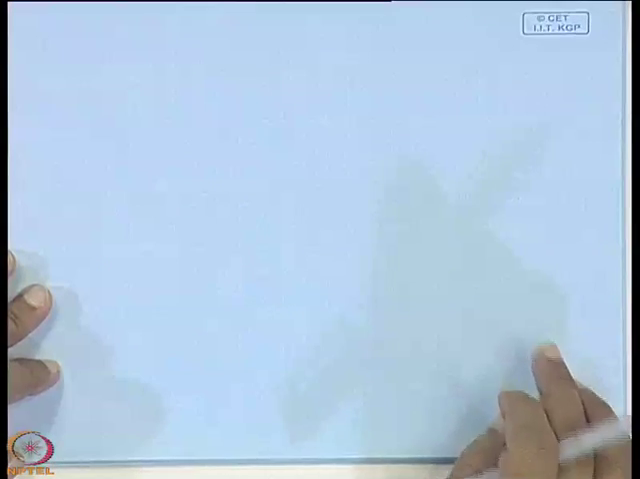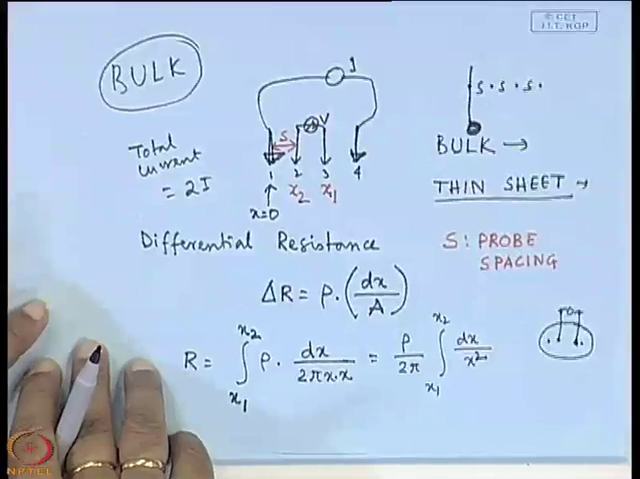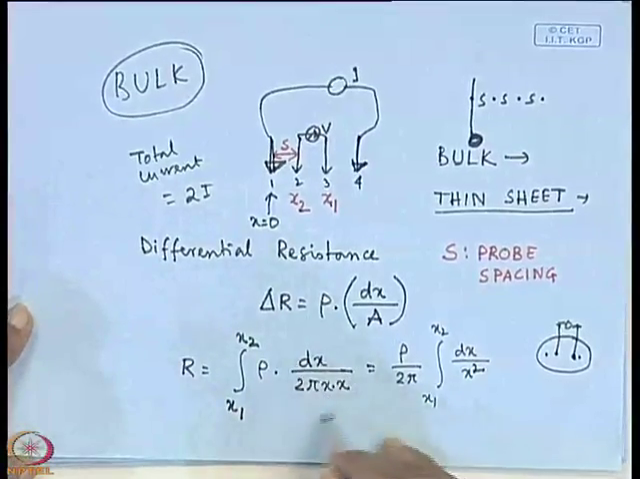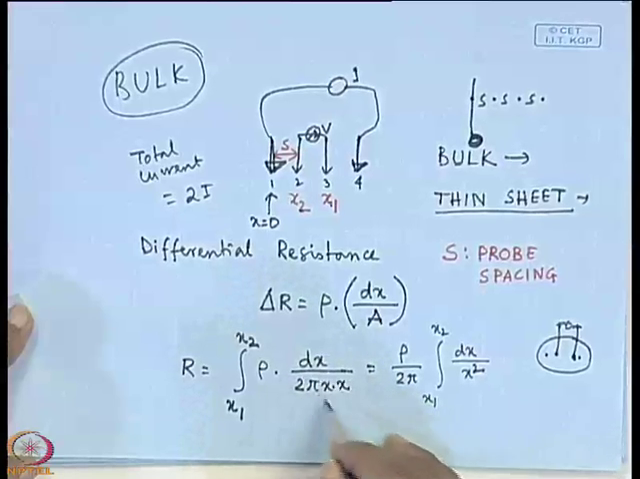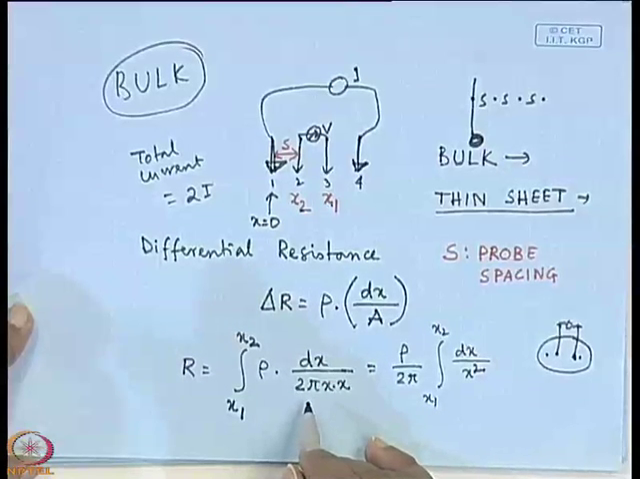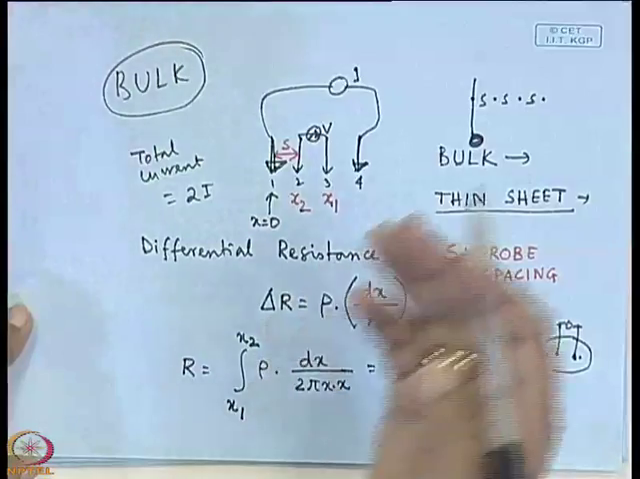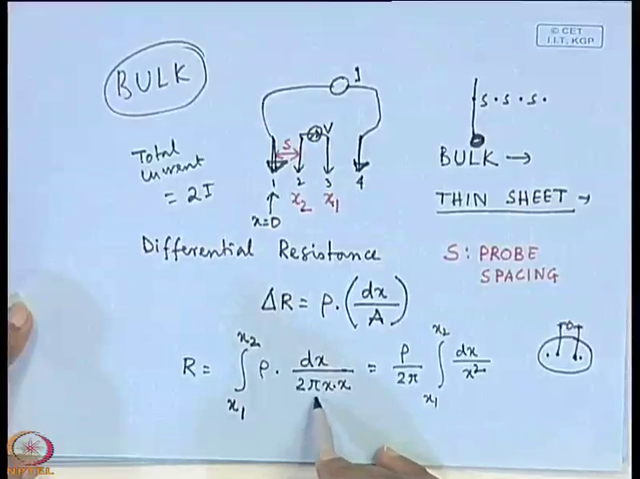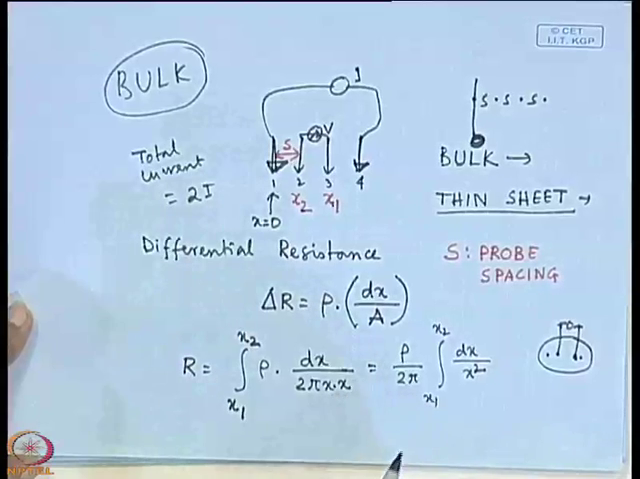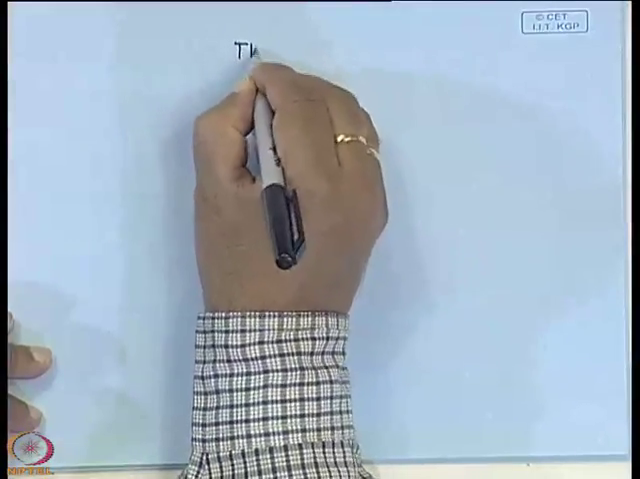Now if we consider the thin sheet, for a thin sheet we can start from this equation. The only difference is that here the current will be of a circular ring type, because it is a thin sheet, it is not coming from inside the bulk. So here the area will be twice pi x into T, if T is the thickness of the material.